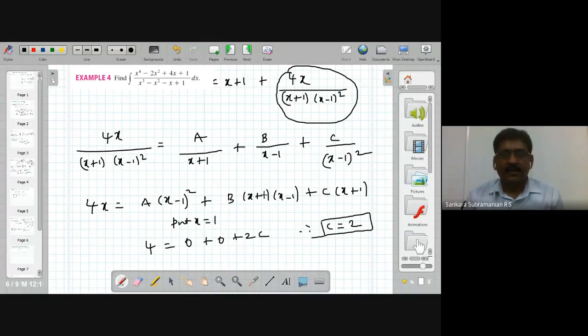Now I want to make x equal to minus 1. Put x equal to minus 1. What happens? You get minus 4 equal to: the second term becomes 0, the third term becomes 0, and in the first term, if I put minus 1, x minus 1 becomes minus 2. Squaring minus 2 becomes plus 4. So you get 4A. Therefore A equals minus 1.